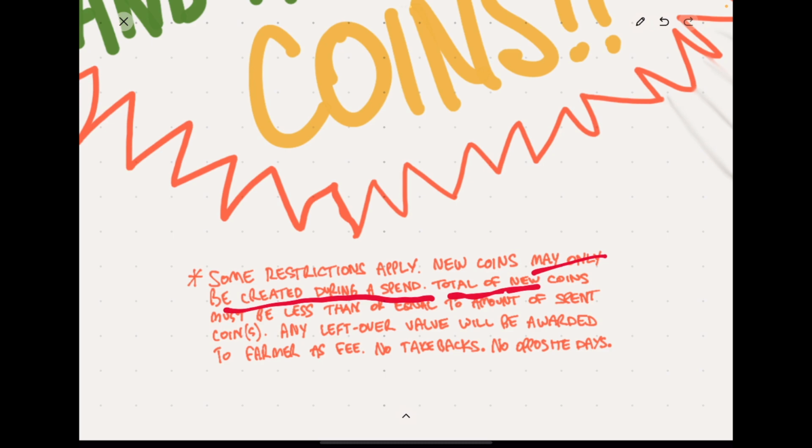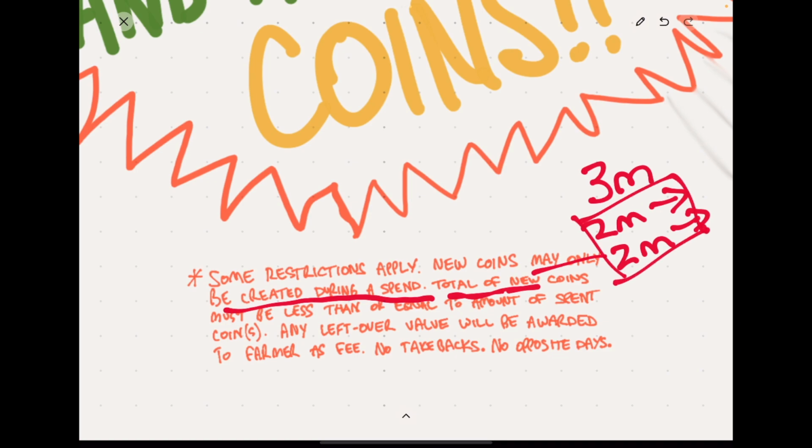That makes sense, right? Let's say that you want to spend a 3 mojo coin and you want to send 2 mojos to one person and 2 mojos to another. Well, obviously, you've only got 3 mojos, but you're trying to send 4. That's not going to work. That's going to be rejected by everybody. You're just trying to create money out of thin air. Now, what about the other way?